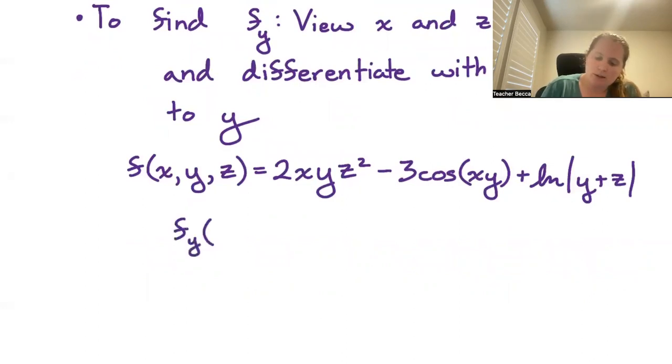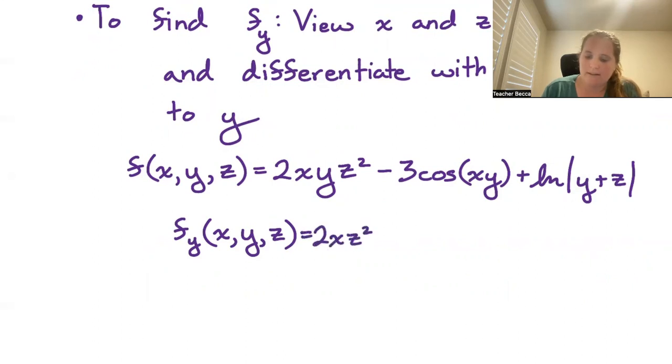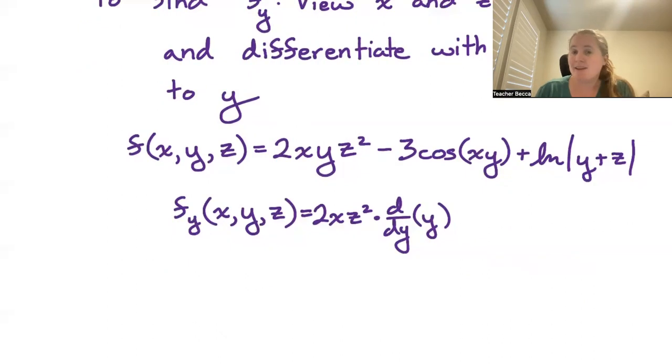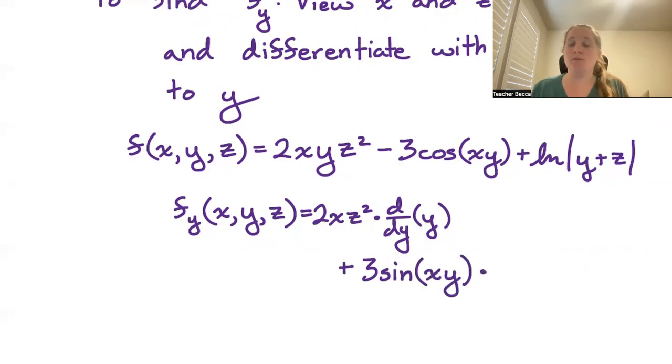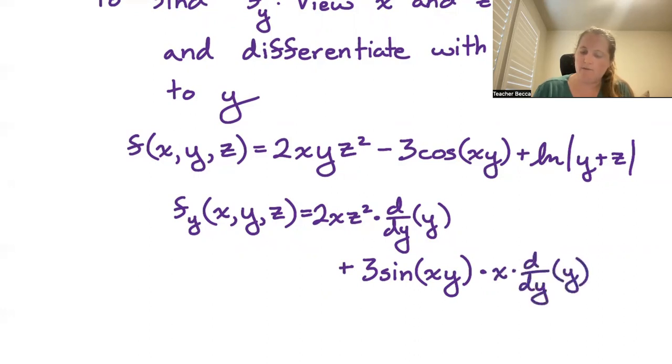If we take the partial with respect to y of f of x, y, z, this first term, we just have a 2xz squared acting as a constant, then we'd multiply by the derivative with respect to y of y. For the second term, again, we apply the chain rule. Minus 3 cosine goes to a plus 3 sine of xy. And we have to multiply by the derivative of that xy. x is acting like a constant. We multiply by the derivative with respect to y of y.